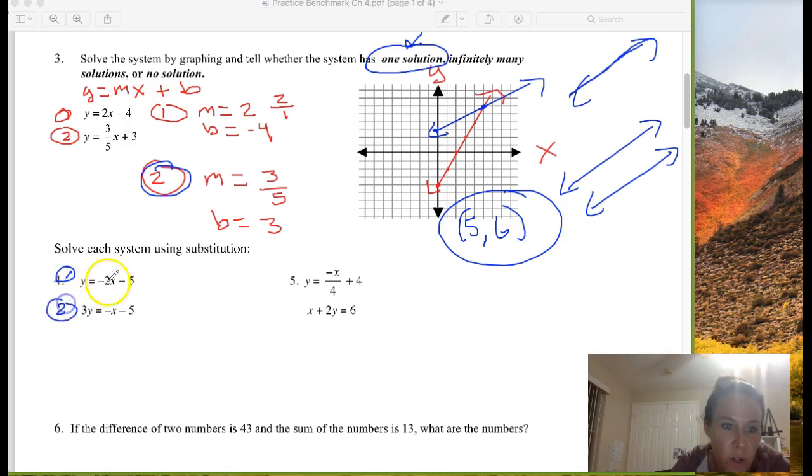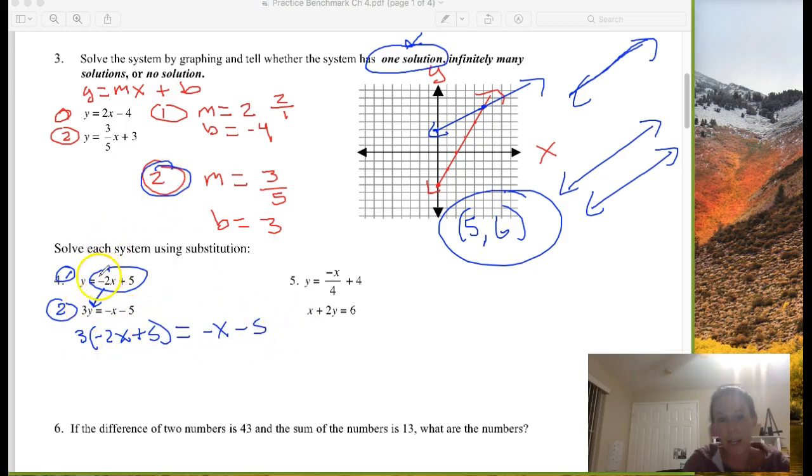In equation 2, I'm going to take y and plug this stuff in for y in equation 2. So I'm going to go 3 times, instead of y, I write negative 2x plus 5. And then that will equal negative x minus 5. Now I'm going to solve for x, and then I can come back up here and figure out y. So distributive property first. 3 times negative 2x is negative 6x. 3 times 5 will be 15, and that equals negative x minus 5. Do all the math here.